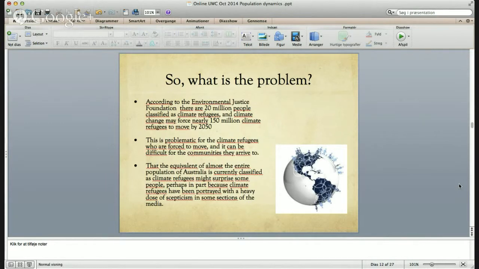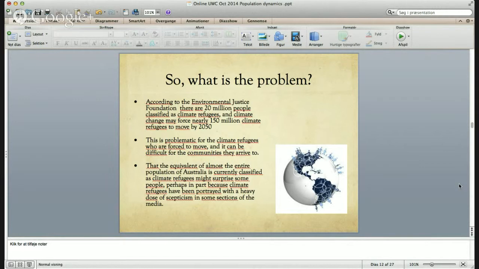So what's this problem with climate change and climate refugees? Well, it's actually a huge global problem that affects a lot of people. Now, according to the Environmental Justice Foundation, there are 20 million people classified as climate refugees. And climate change may force nearly 150 million climate refugees to move.